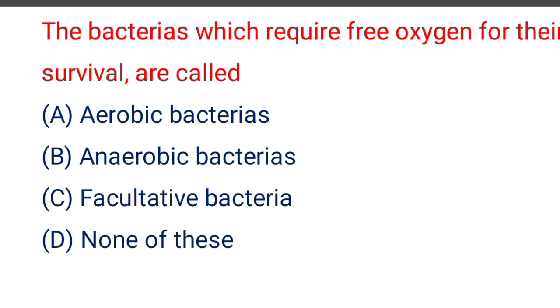Next question, the bacteria which require free oxygen for their survival are called option A aerobic bacteria, option B anaerobic bacteria, option C flocculative bacteria, option D none of the above. The correct answer is option A aerobic bacteria.